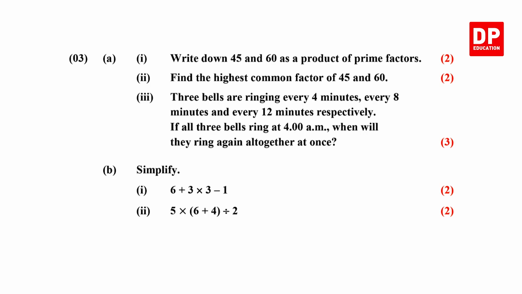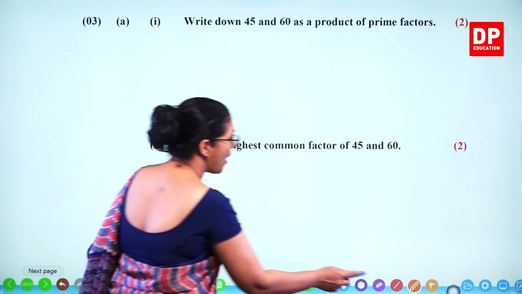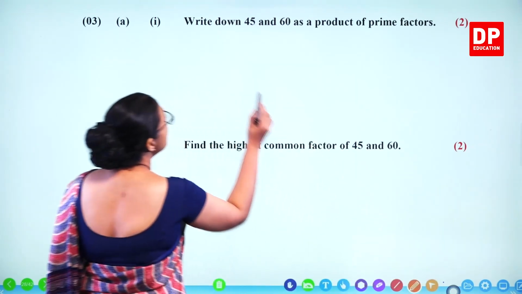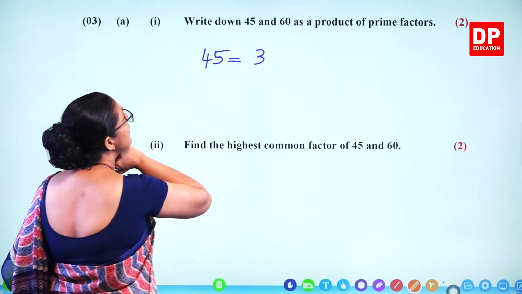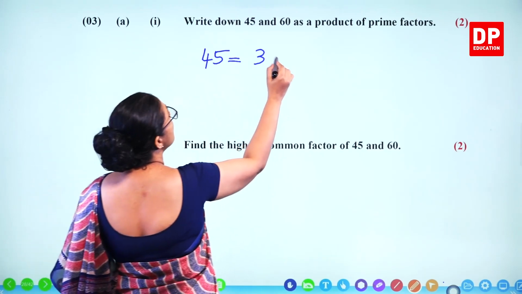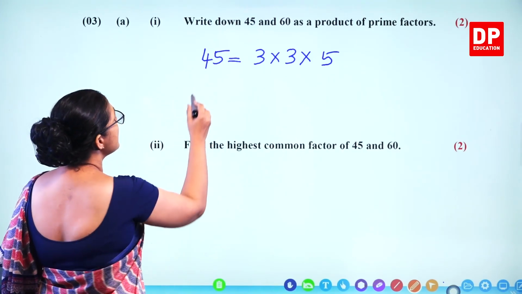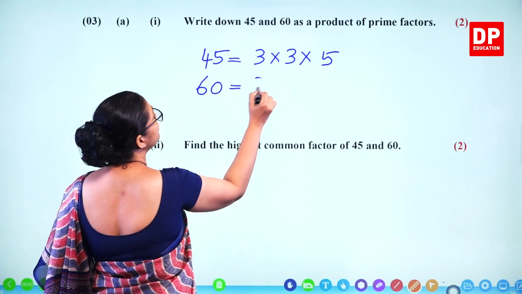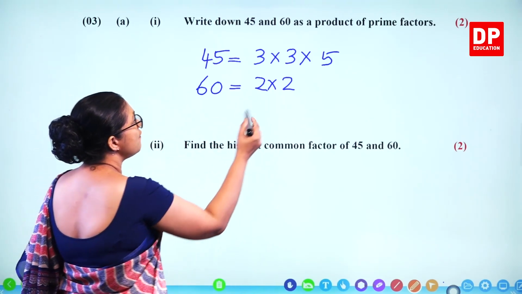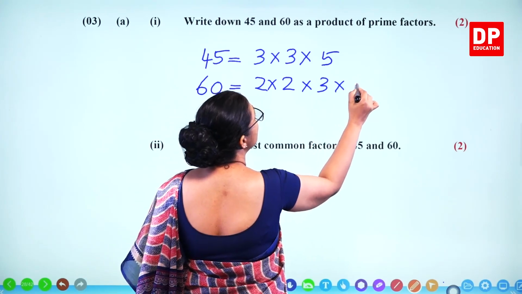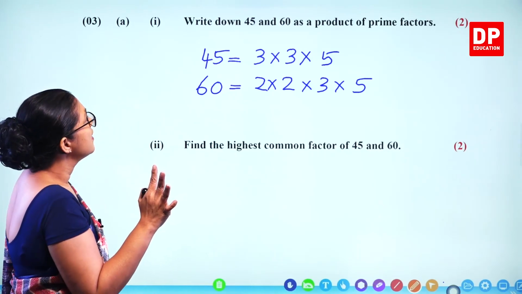Question number 3. Write down 45 and 60 as a product of prime factors. So let's do that. 45. Divide by 3, you get 15. 3 times 3, 9. 9 times 5, 45. 60. Divide by 2, you get 30. Divide by 2 again, you get 15. 15, you can get 3 and 5. So let's see. 2 times 2, 4. 4 times 3, 12. 12 times 5, 60.